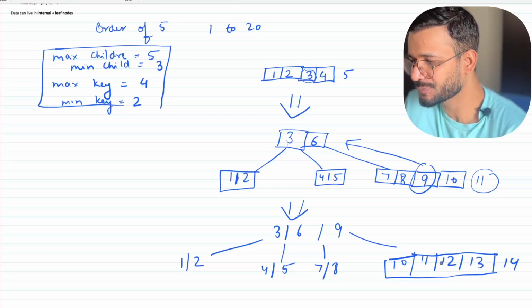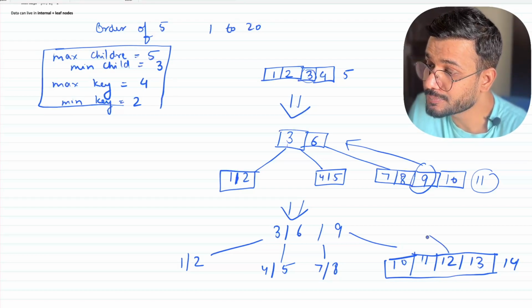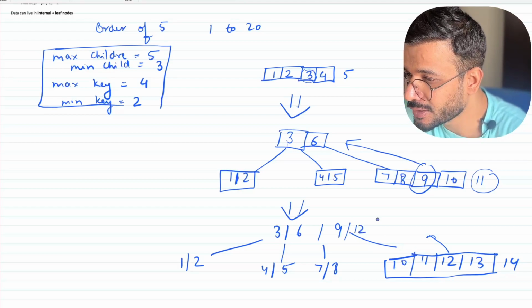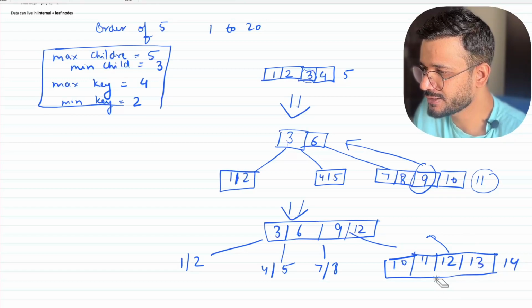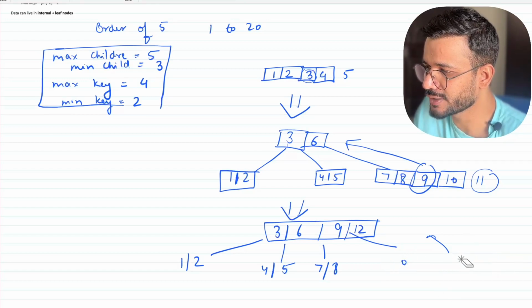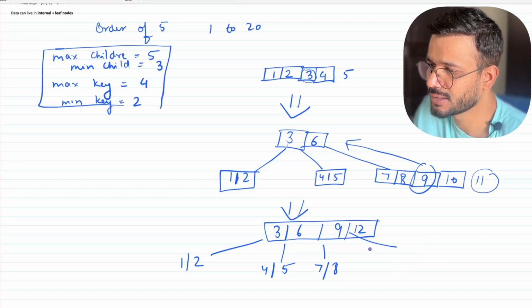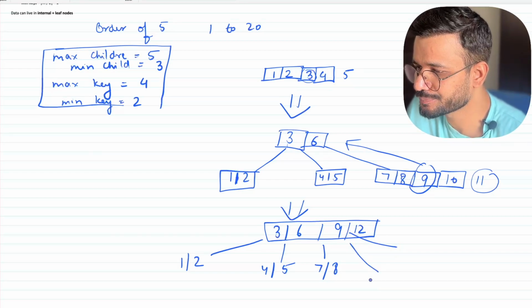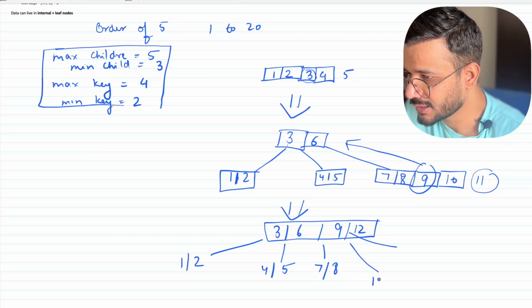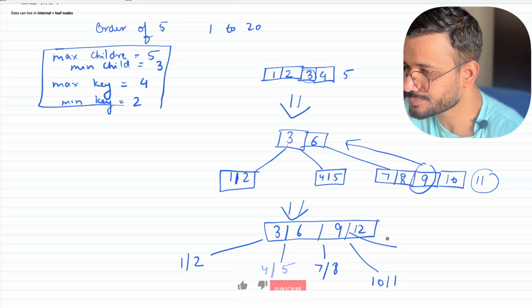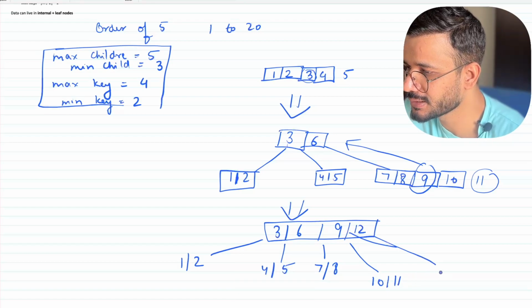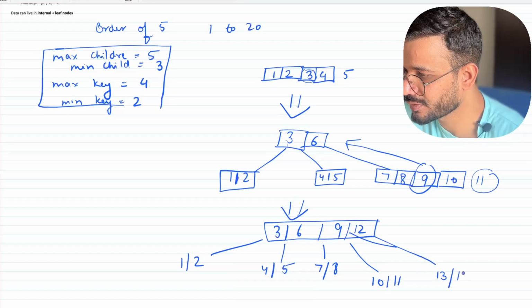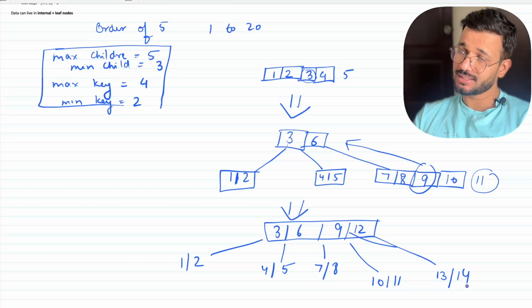Which one is the center? 12. So we'll move 12 up. We will add 12 here. This will be the new root. Split the existing keys. So in this case, let me remove them, and I will make a new table now. It will be 10, 11. Let me remove this, and here we will have 13, 14. We have made new children now here.